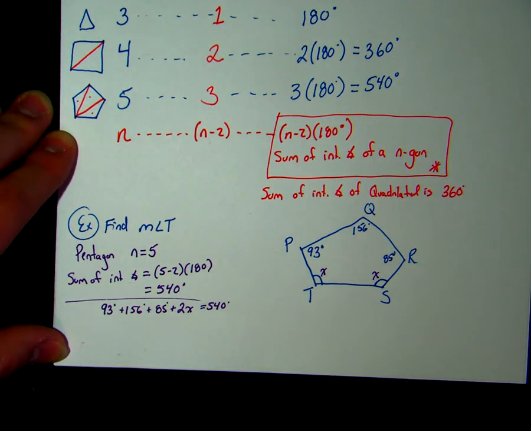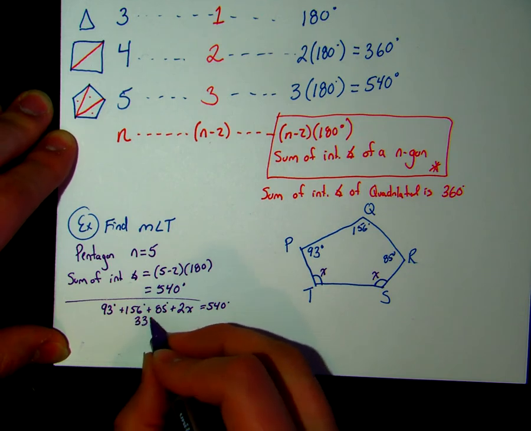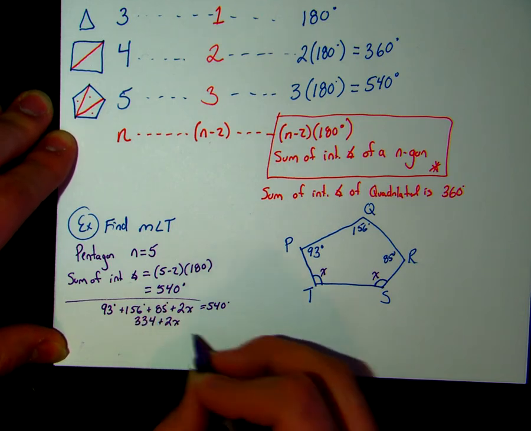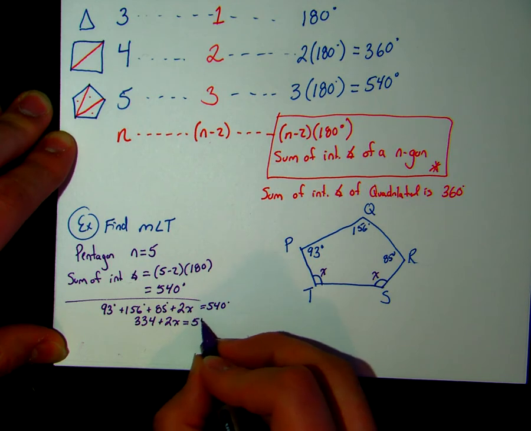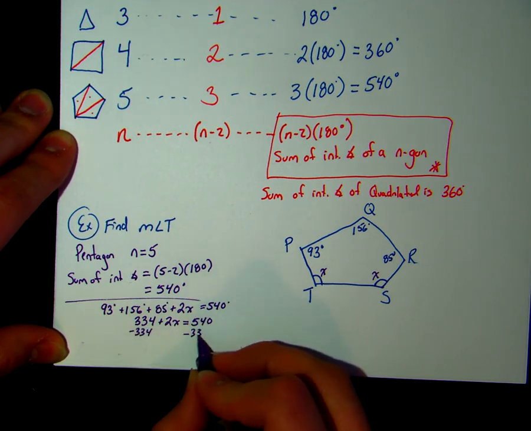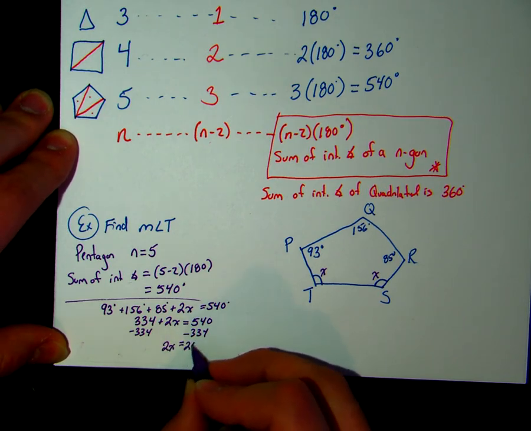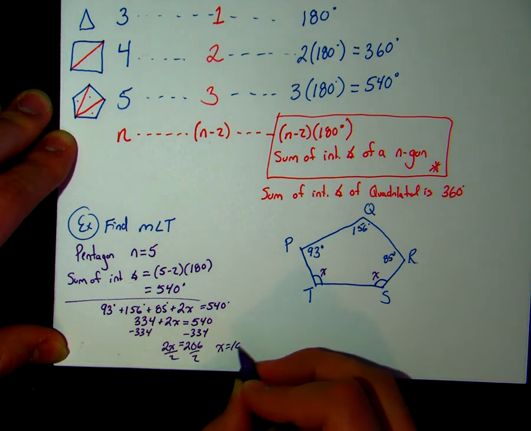All right. So we can solve this. These three things combined add to 334. And then we get to subtract the 334 from both sides. And I believe that gives us 206. And we divide that in half, we get x equals 103.